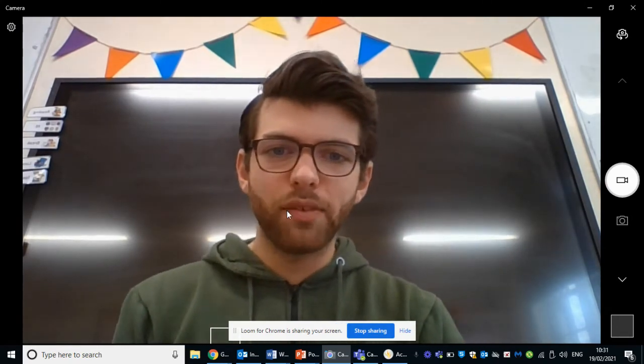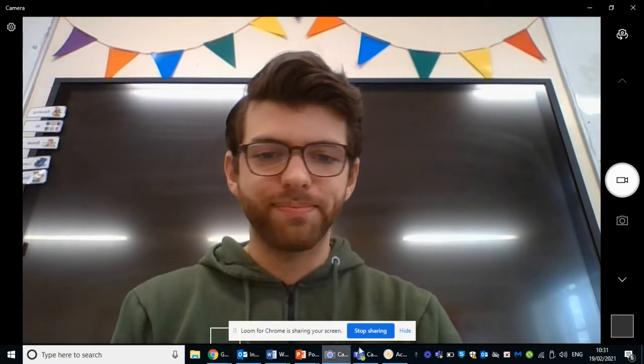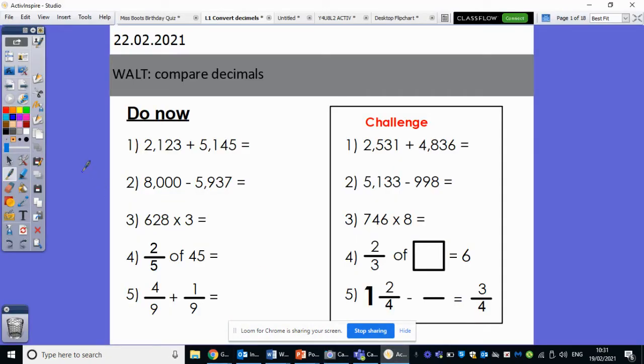So let's have a look at what we're doing in maths. Our WALT for today is comparing decimals. Before we get into that, you can see the 5 questions along the left-hand side that I'd like you to do for your do now. If you feel like challenging yourself, over on the right-hand side we have the challenge questions as well. Pause the video now, complete those questions and resume when you are ready. Off you go.